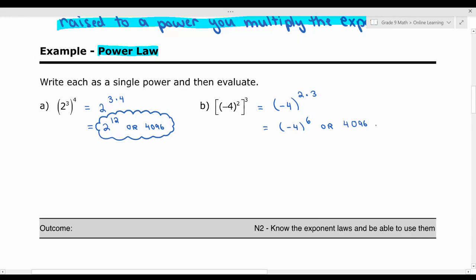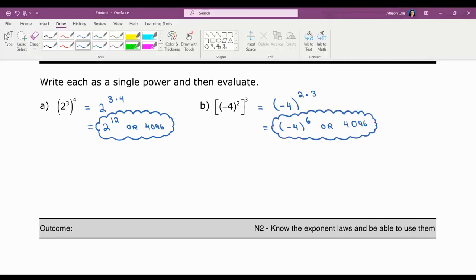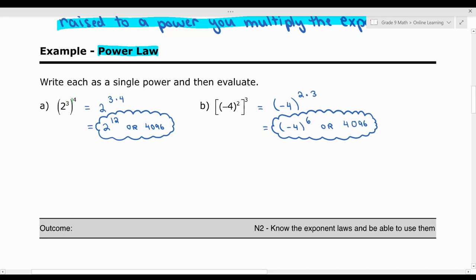Side note, total fluke, by the way, that these answers end up being the same value. And reminder, eventually we hope that you can go straight from here to here, and straight from here to here, without necessarily having to show the operation you're applying.